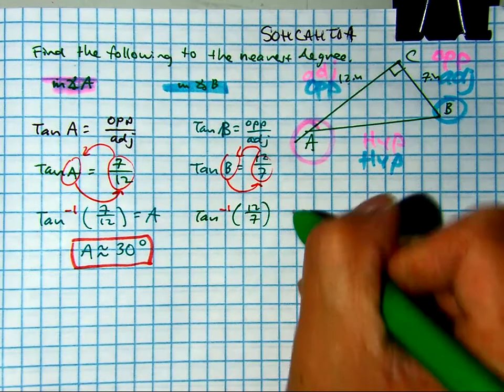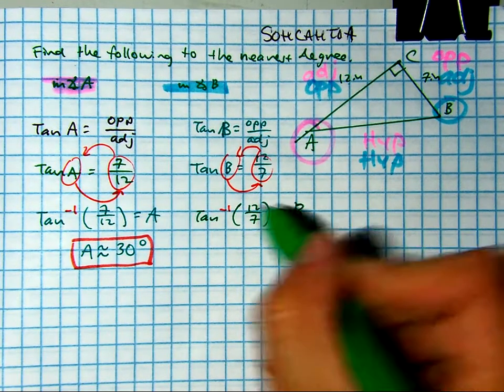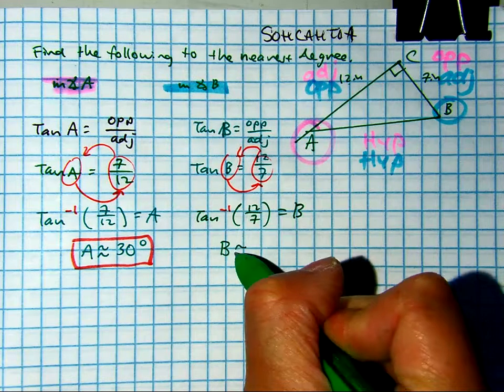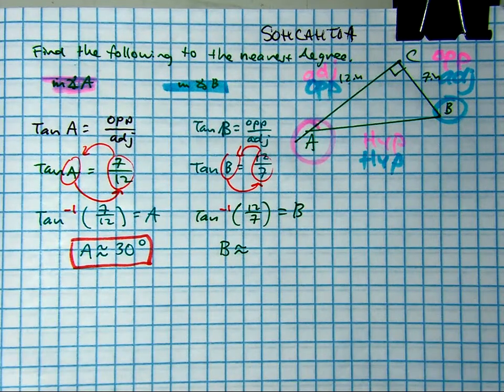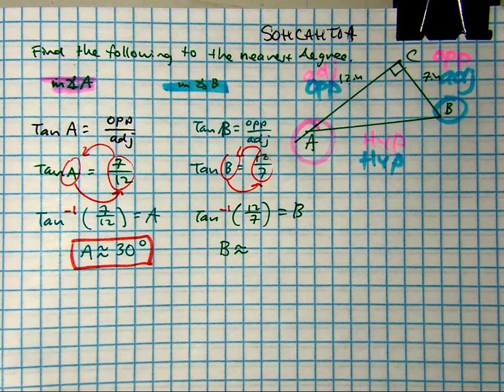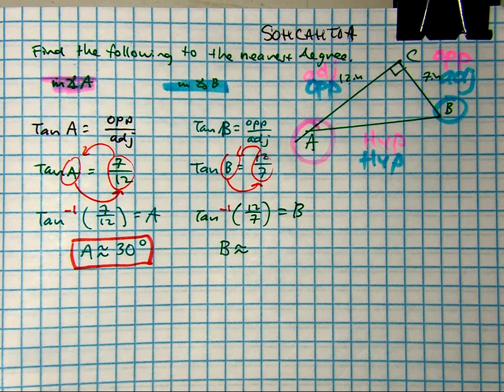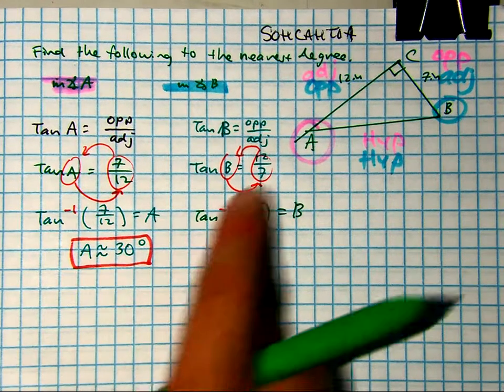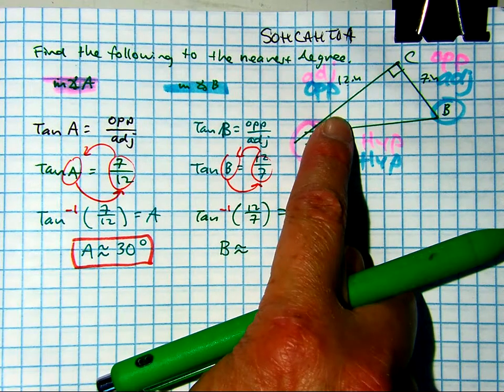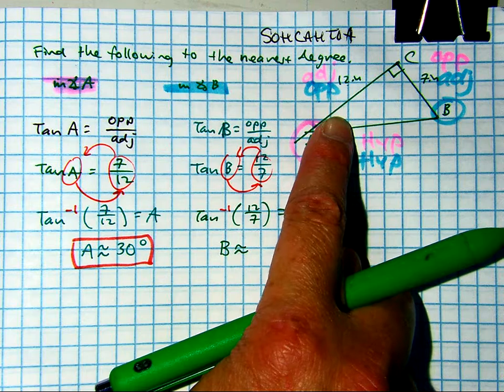Jesus, without putting into the calculator, what do you expect B to be? We said angle A was going to be 30. We expect B to be 60. Let's double check that. Because of triangle sum theorem, right?